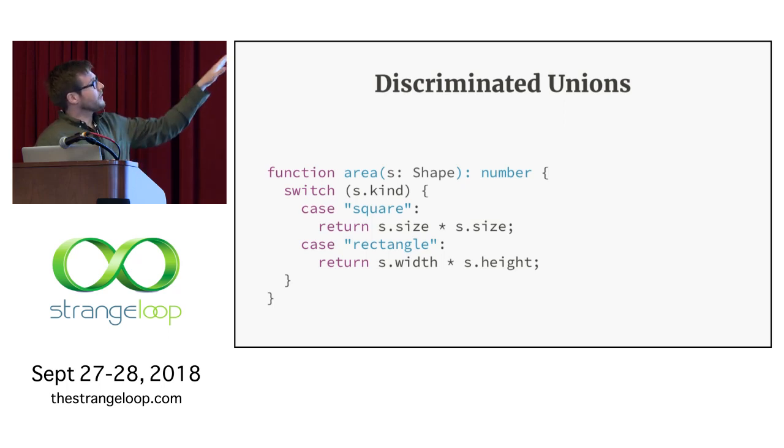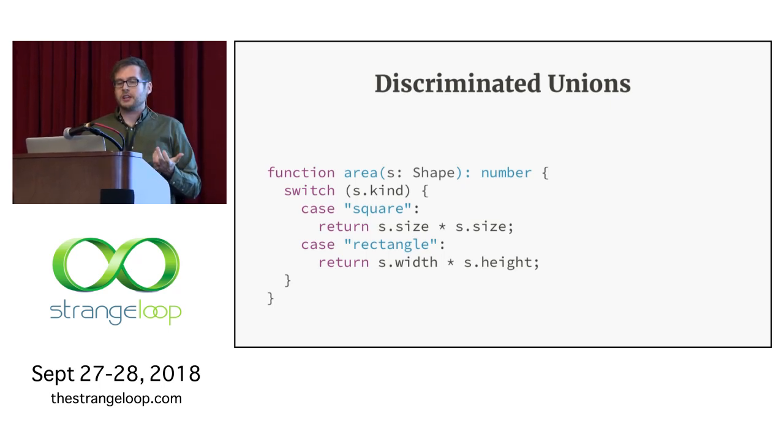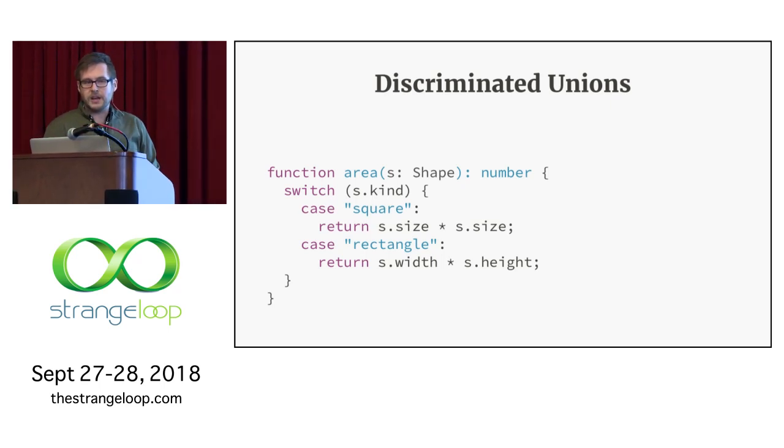So given a shape S, if we switch on the kind of S and prove that it's the string square, then TypeScript will automatically convert S to a square for us within that case clause and do the multiplication. Within the rectangle case, we can multiply the width and the height. And this actually has a lot of the safety guarantees that are in the F# example, if not the syntactic elegance.